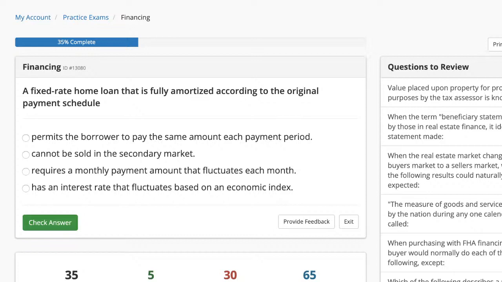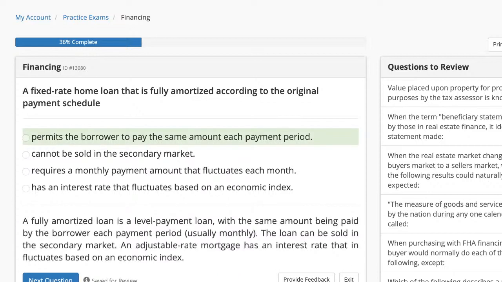Okay, and the answer is A, permits the borrower to pay the same amount each period. Okay, so we're talking about amortization. What is amortization? Welcome, Ophelia Ortiz. Thank you for coming. Glad to have you. So what is amortization? Who could define that for me? It's an important word of finance we all should know.